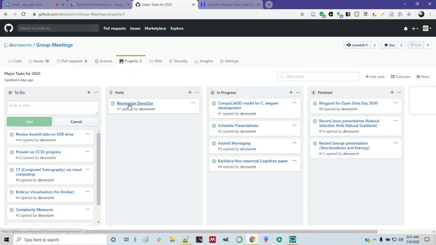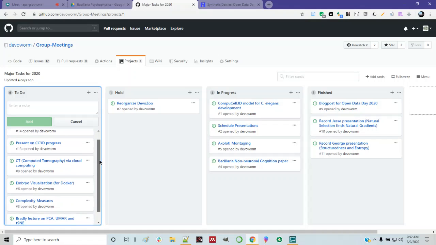This is something that stems from this blog post in Open Data Days. One of the things I put on here is reorganizing DevoZoo. It's something I mentioned, I think, last week. That's on hold. I just put it on hold because I don't know the path forward on that. If people are interested in this task, we should discuss it further. But it's ready to go into progress.